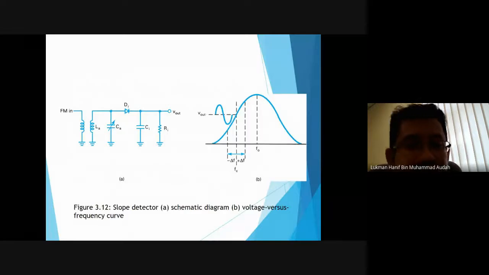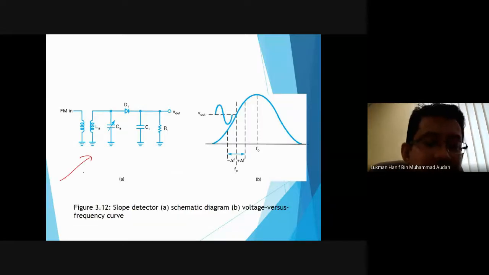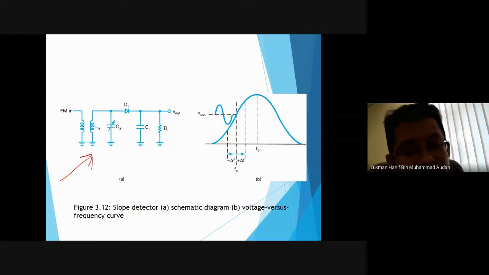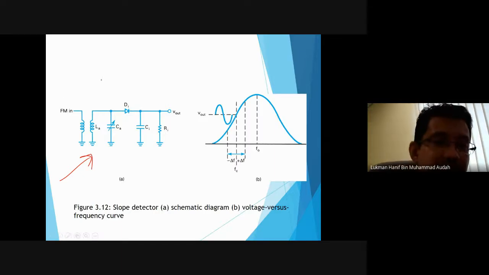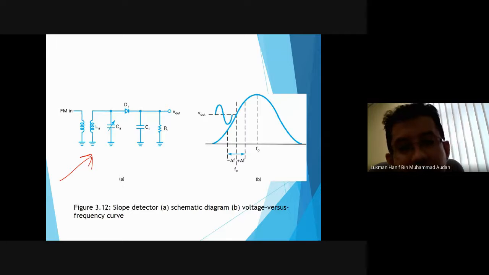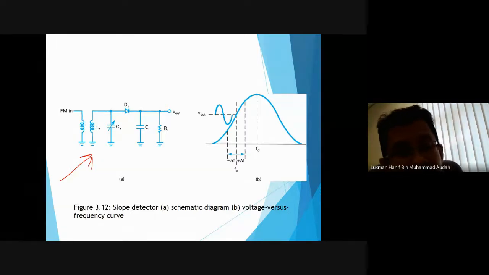So, untuk slope detector, ini bentuk gambar slope detector, detector yang paling simple. Tak ada yang lebih simple daripada ni. So, kalau lihat desainnya seperti ini, ini tidak perlu hafal desain ini. Okay. Kerana desain demodulator ada pelbagai. Kita tak boleh hafal yang ini.